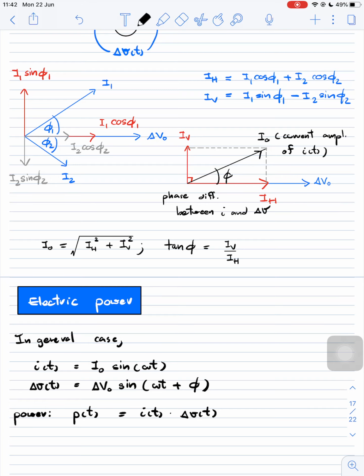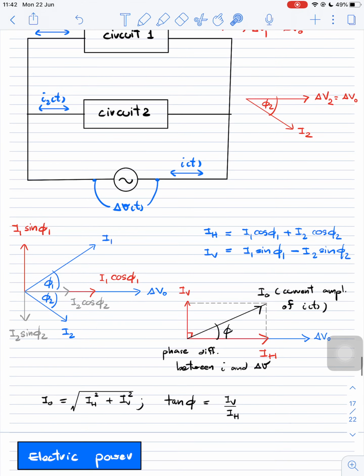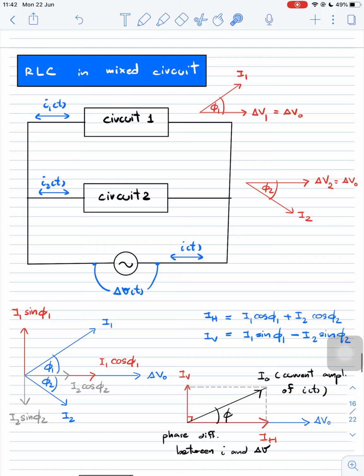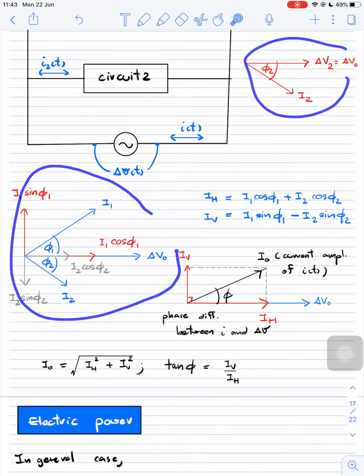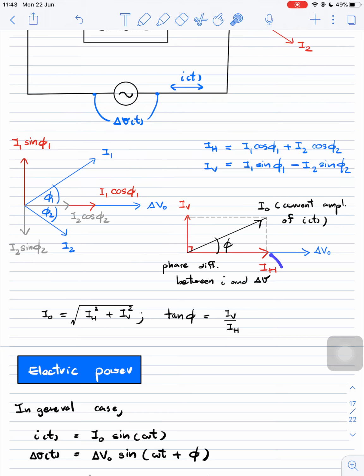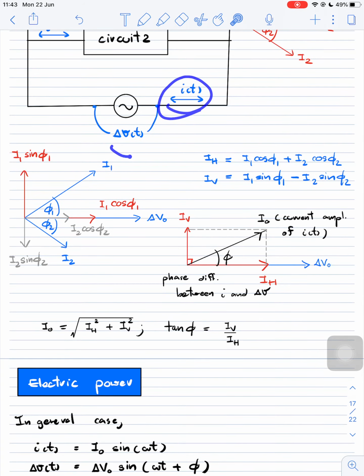Okay, so that's the idea. But actually we can have many types of mixed circuits. I just want to give you the idea of how to solve this. The idea is that you need to know the phasor diagram of each circuit first, and then combine the phasor diagrams together. Then you need to break the current into the horizontal one and the vertical one, and combine them together using the Pythagorean theorem. Then you can use trigonometry to solve for the phase difference between the current I and delta V.